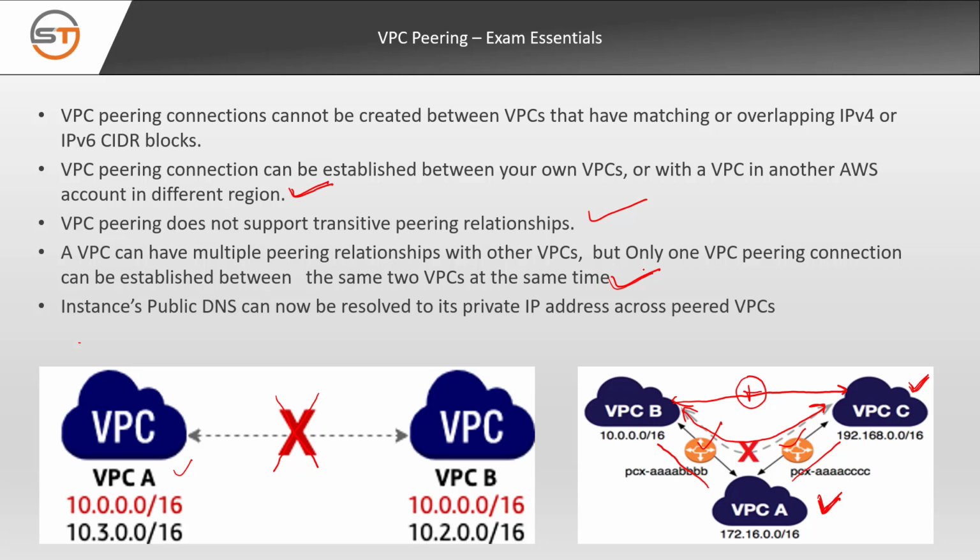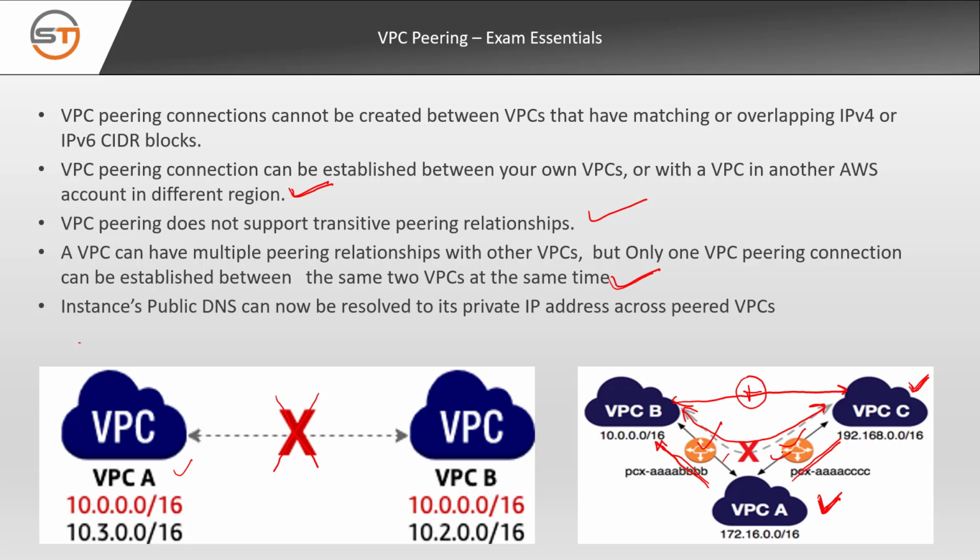Next is, a VPC can have multiple relationships with other VPCs, but only one peering connection can be established between the same two VPCs at the same time. So what does it mean? You can see VPC A has a connection with VPC C, and again VPC A has a connection with VPC B. So it has two peering connections with two different VPCs.